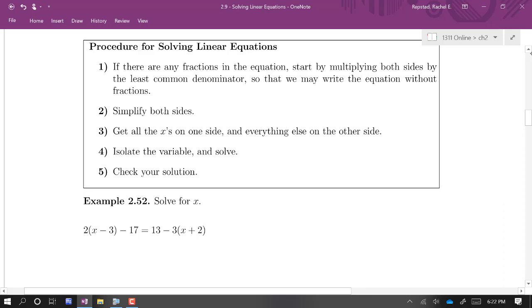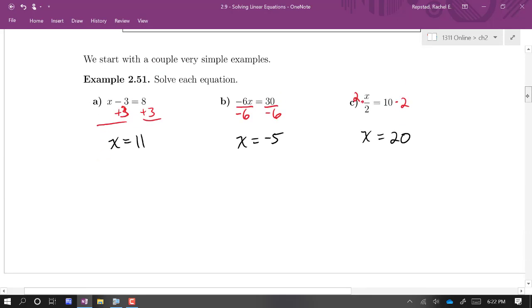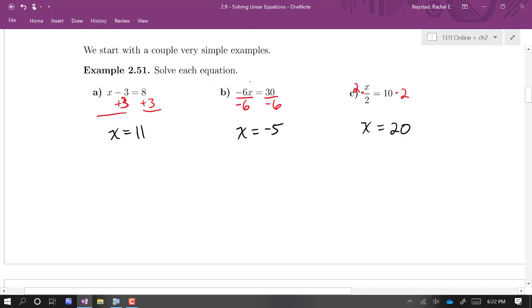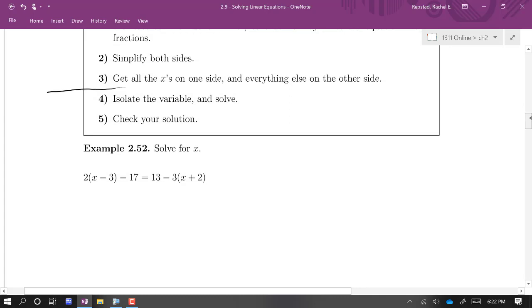Then, after we do this step here, we'll be in a position where we're looking at an equation probably like part B, maybe part C, but most likely looking at an equation like we see in part B here. And then we're just one step away from getting the answer. So let's do an example.